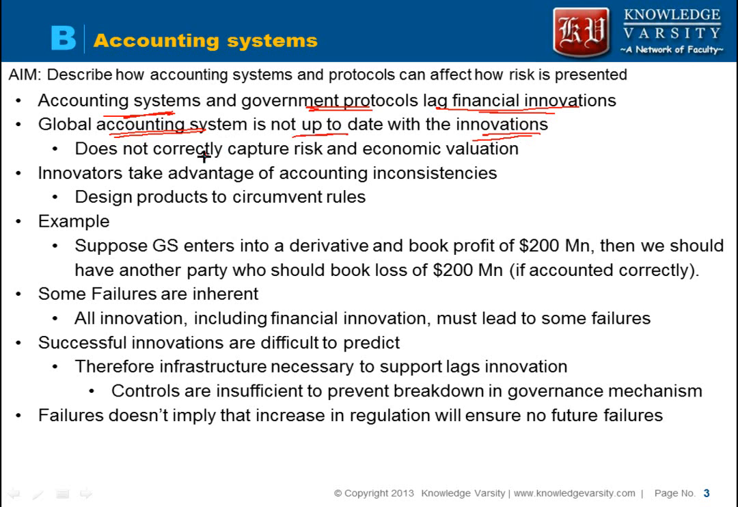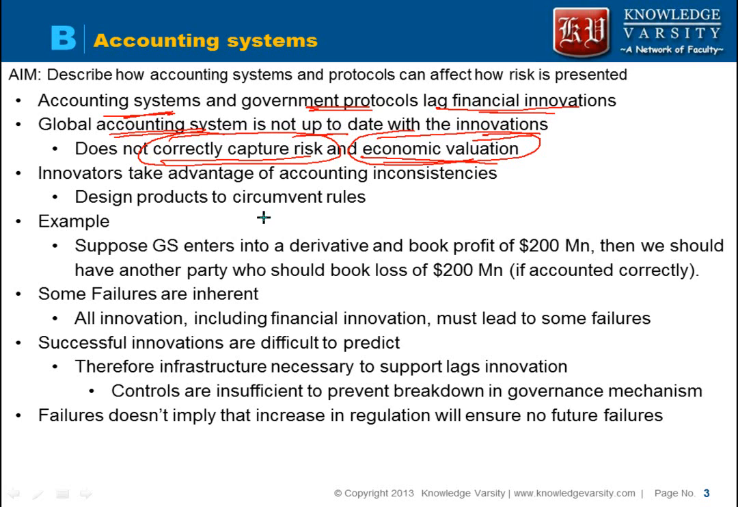So it does not correctly capture the risk and economic valuation. Currently, whatever the accounting system is, it is not able to capture the risk of an entity. Even in some cases it does not. The accounting system is such that whatever the economic valuation is, it is not reflected. As an example, we will cover in the pension how the pension reporting is done. This can also be seen when the company hedges. So it does not correctly capture the risk.